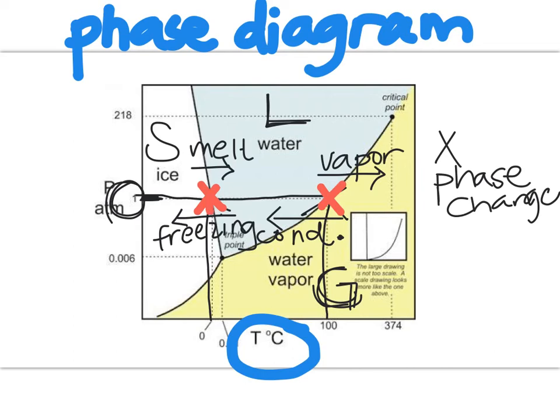And so we can go straight down from there and we can tell you what temperature that is. Water freezes at 0. Water vaporizes or boils at 100. And so whatever chemical we give you, the same rules apply, but the numbers at the bottom will be different. But you still start out at 1 atmosphere.